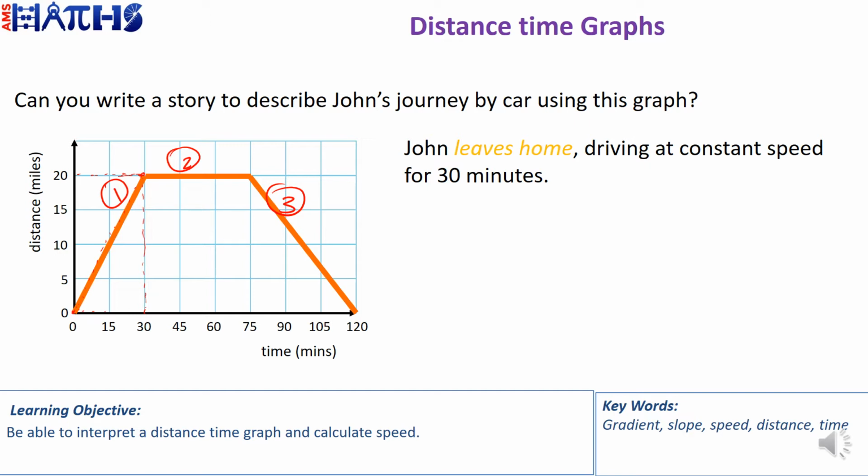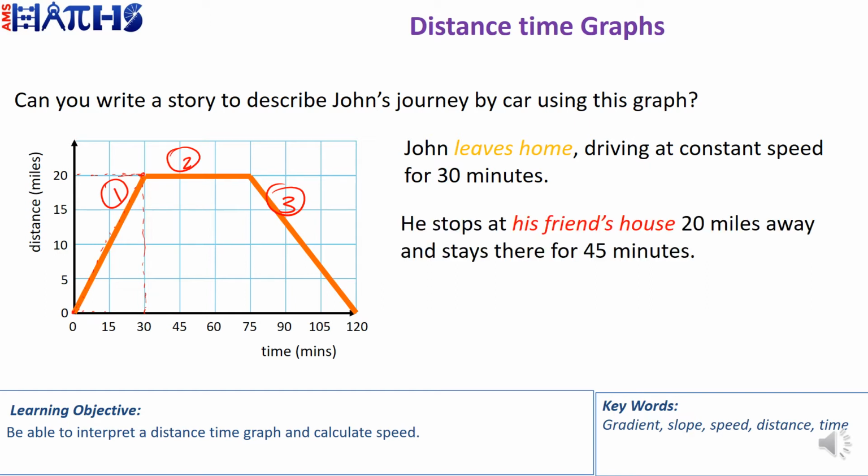Now for the second part of the journey, we can see that he has stopped. We have a horizontal line on the distance time graph, so that tells us that John has stopped. Now he has stopped 20 miles away from home, right? Because he got up to 20 miles and then he stopped. We could say that he stops at a friend's house, or he stops at a park, which is 20 miles away. We can be as creative as we want in terms of where he stopped, but wherever he stopped, it's 20 miles away.